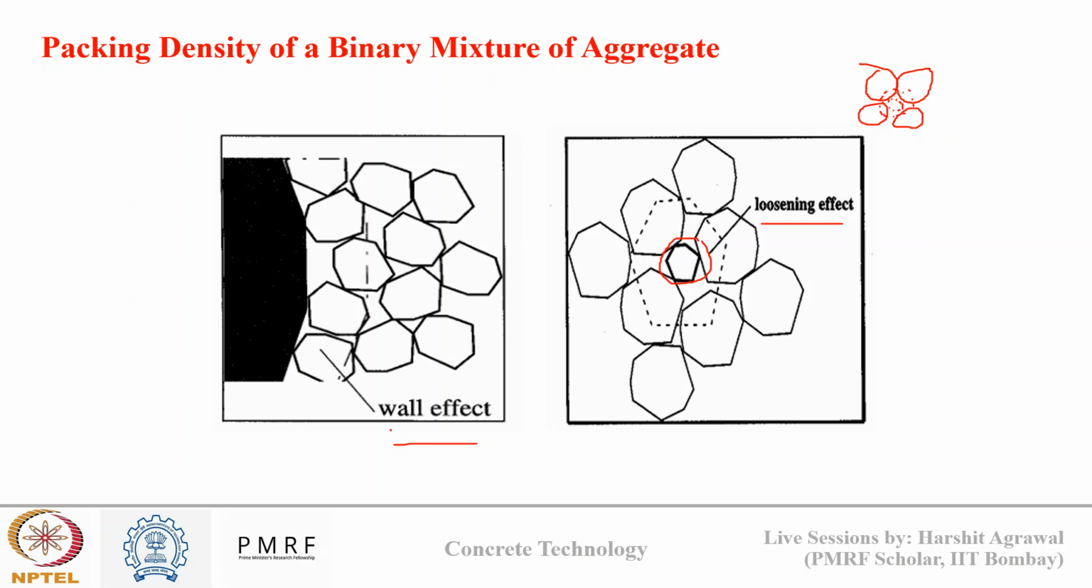And the second term is known as the wall effect. It refers to the disruption of particle packing that happens near the boundaries or walls of a container, or in the case of concreting, we can say molds. So near the molds, disruption in packing can happen. Particles near the wall can't efficiently occupy the space as they do in the bulk, because the wall interferes in their ability to rearrange. This effect of the wall, which interferes in the ability of particles to rearrange, is known as the wall effect.